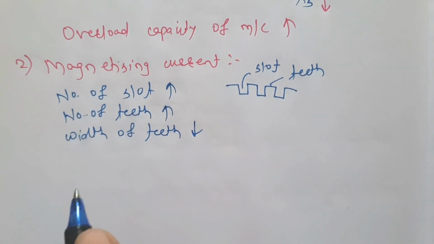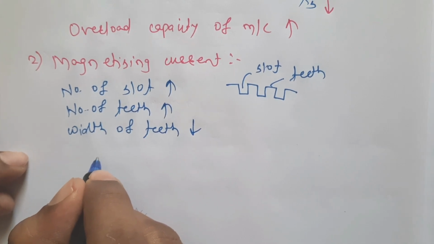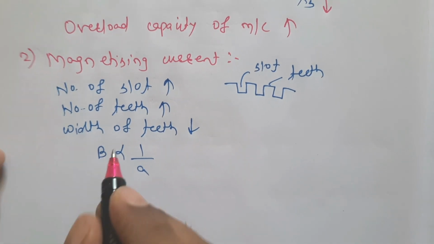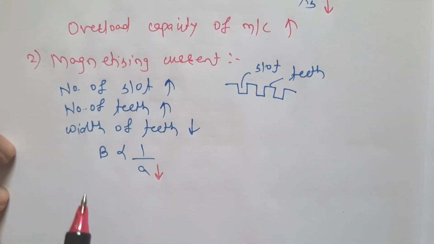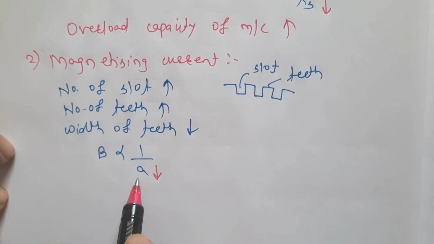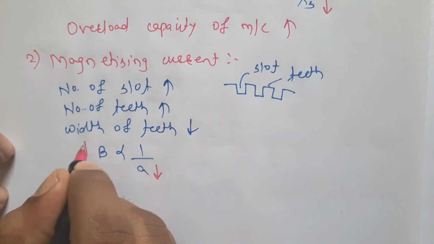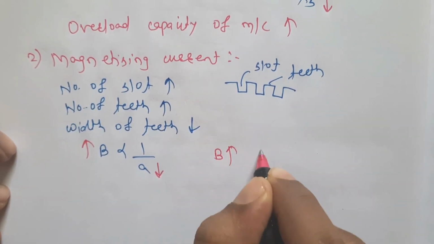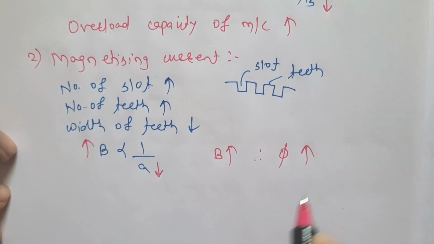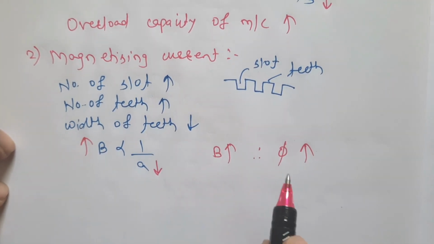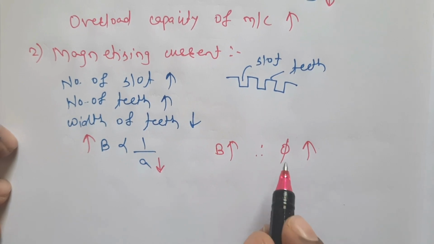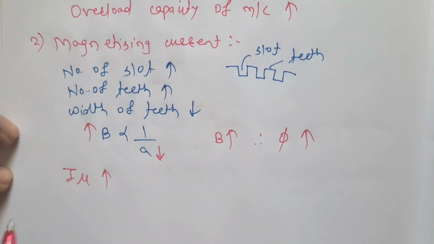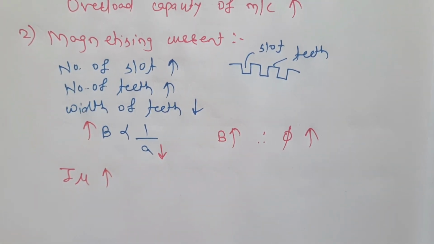gets reduced. We know the value of flux density B is inversely proportional to area. Here width of teeth reduced means area gets reduced. B and A are inversely proportional to each other. As area decreases, the value of flux density increases. B is equal to phi by A. Since B increases, the value of flux required also increases. Since the flux increases, to get the high value of flux, the value of magnetizing current, that is I mu, also increases, since the function of I mu is to set up the flux in the air gap.